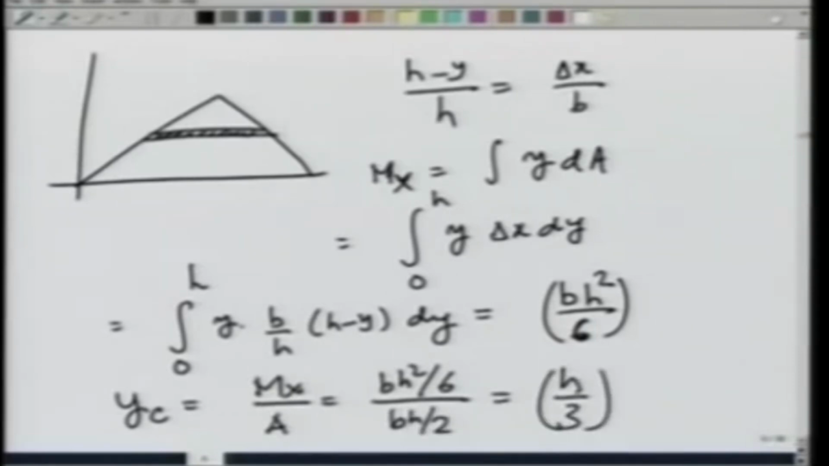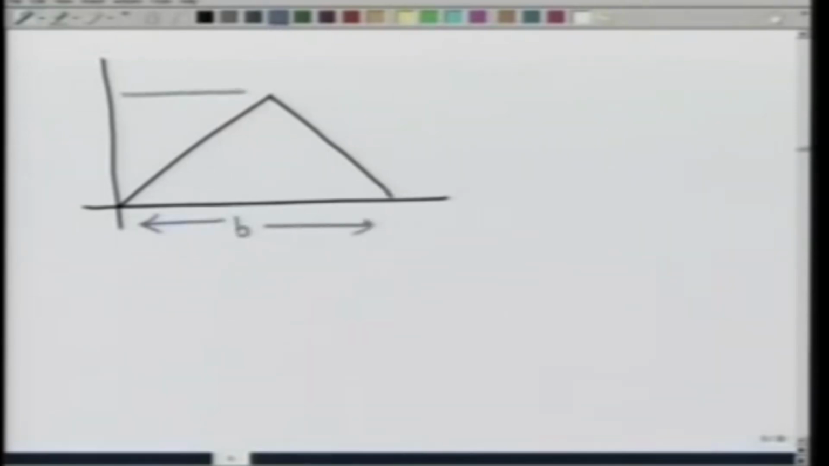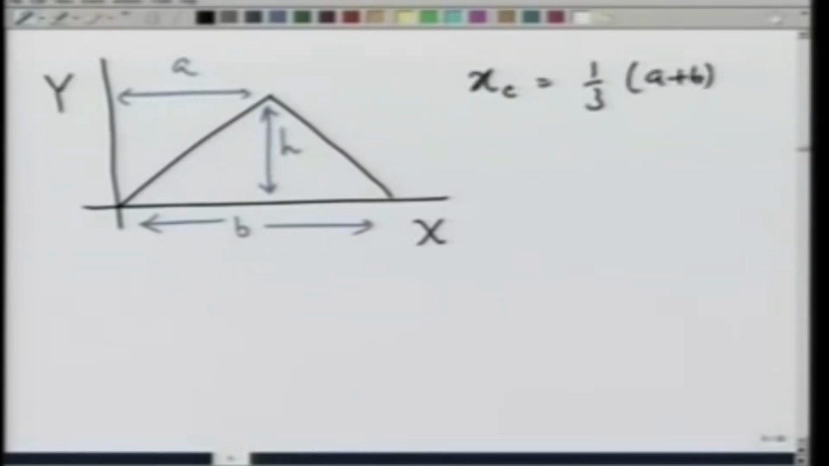So, we have calculated the centroid of a triangle, and what is it? It is for a triangle which is given like this, with this distance being b, this being a, this height being h, the x, y, the x coordinate is 1/3 of a plus b, and y coordinate is equal to 1/3 of h.